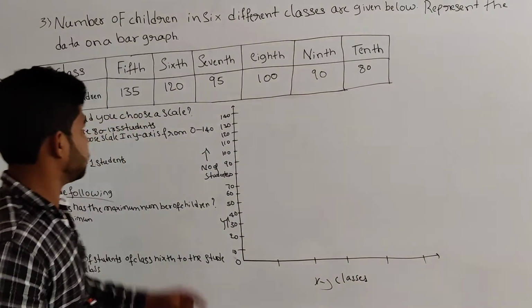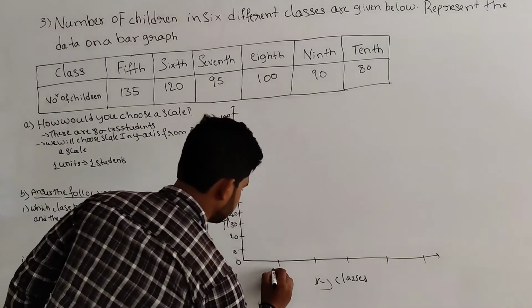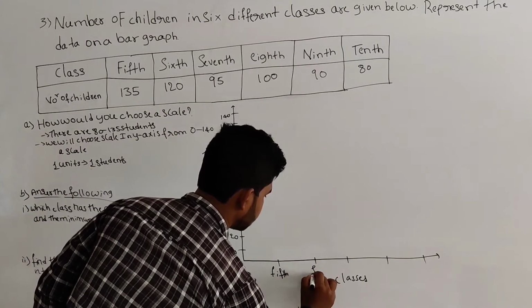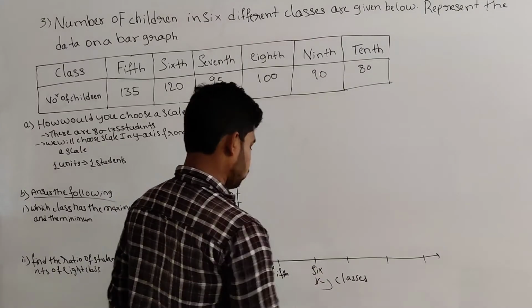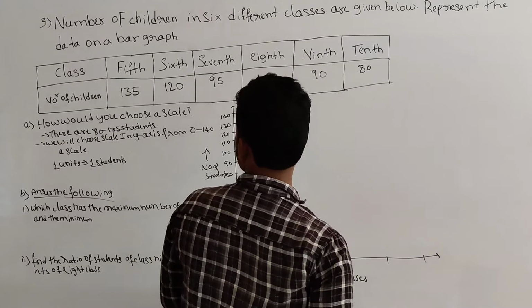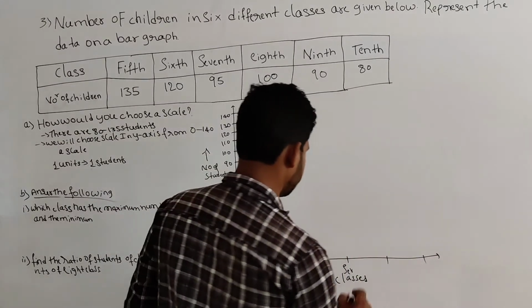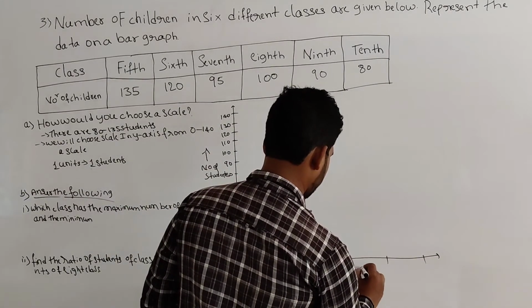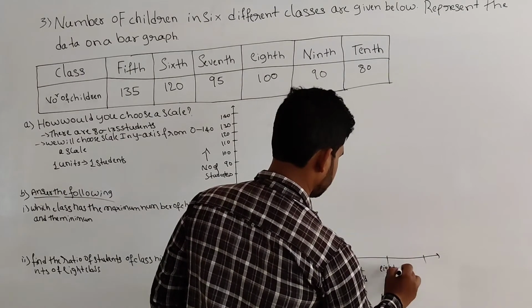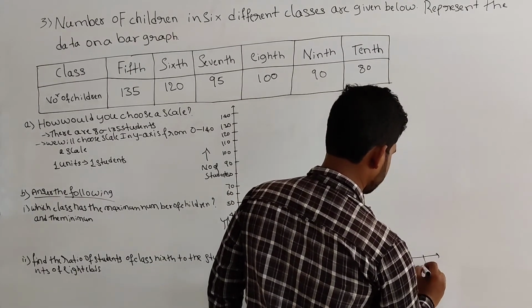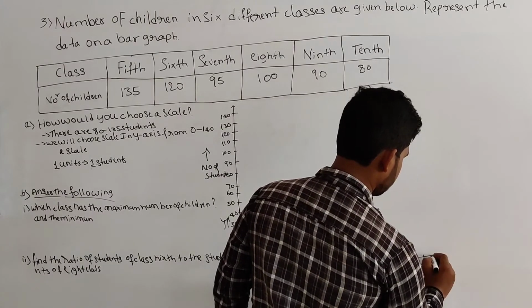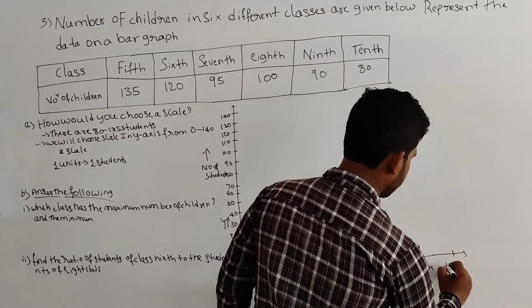These are the classes on the x-axis. First is the 5th, second the 6th, then the 7th, the 8th, the 9th, and the last one the 10th.